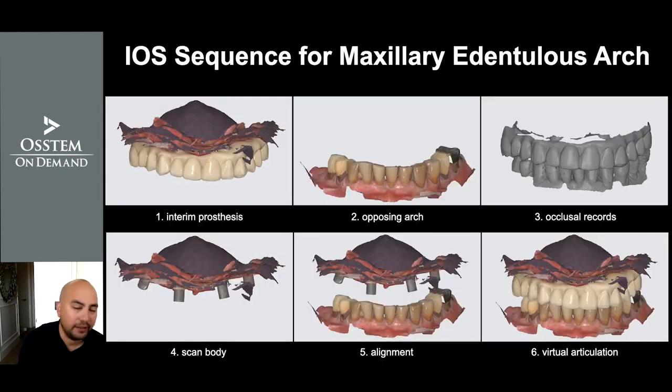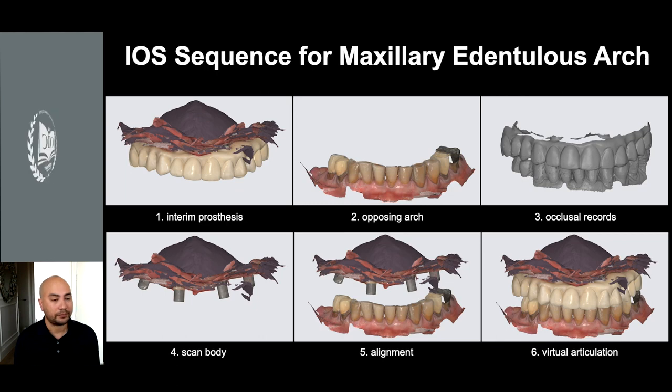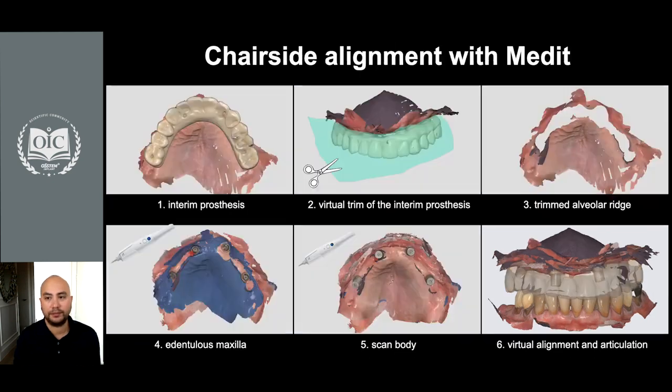Now let's look again at the intraoral scanning sequence for the maxillary arch. First, we scan the interim prosthesis in place, then we scan the opposing arch. We take some virtual occlusal records. We then fit scan bodies onto the multi-units and scan them, and then we align all the data to achieve a virtual articulation of the existing situation.